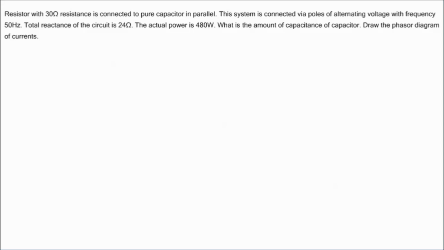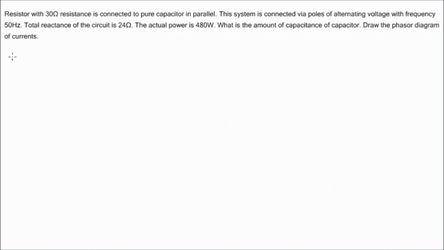A resistor with 30 ohm resistance is connected to a pure capacitor in parallel. The system is connected to an alternating voltage. Frequency 50 Hz, total reactance 24 ohm, actual power 480. What is the amount of capacitance, and draw the phasor diagram of current.